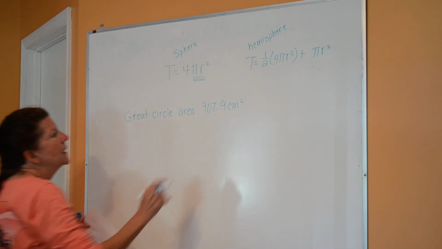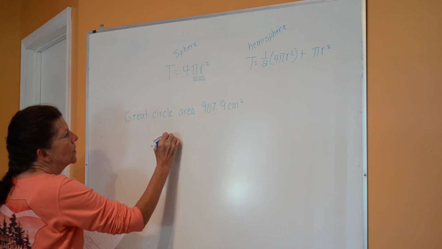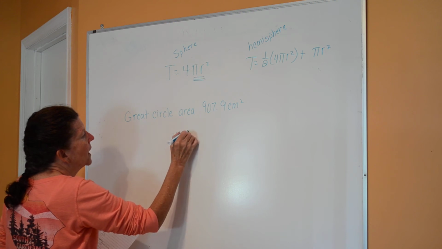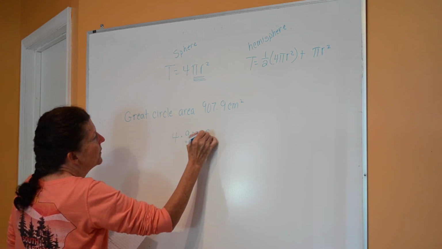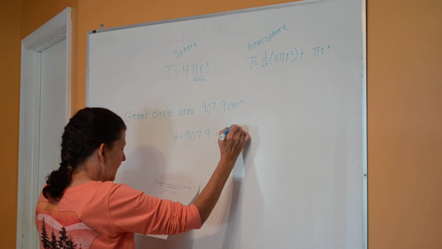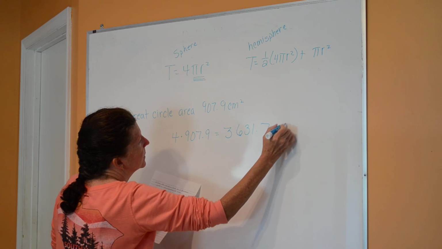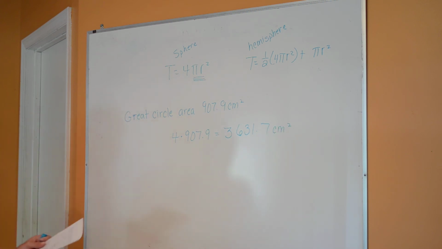All right, the easy way to do this is understand that this part right here is the area of the great circle. So all I have to do is go 4 times 907.9. It's going to give me a value of 3,631.7 centimeters squared. Okay, that's the easy way to do it.